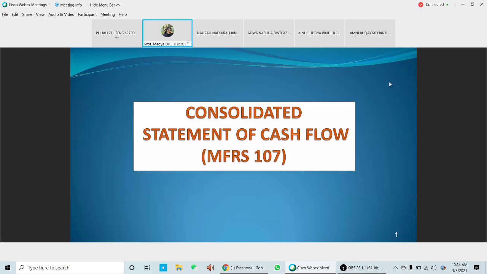Hopefully we can cover this part of the notes so that for the next class we can have an example for this one. I think we have an example for this one, and I'm going to check later on. Okay, so we're going to look at the consolidated statements of cash flow. The standard we refer to here is 107.